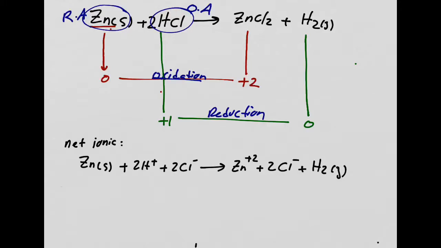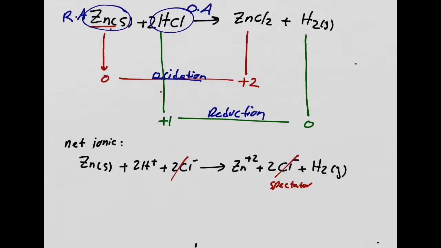Now, what are the spectator ions? The ones that I can cancel out? Cl is a spectator ion. It looks exactly the same on both sides. So the Cl has the same charge, looks exactly the same on both sides. It's not really doing anything. It's a spectator. It's not really making any difference in my redox reaction.